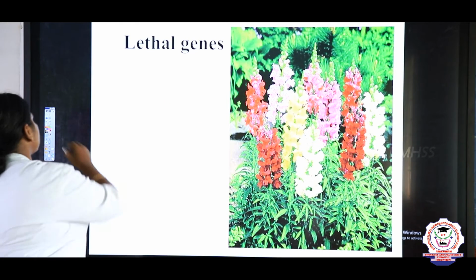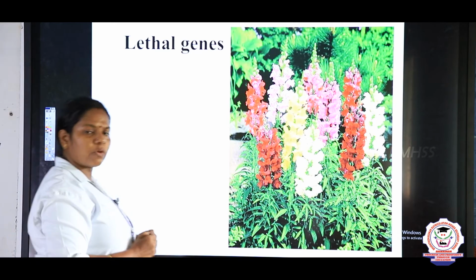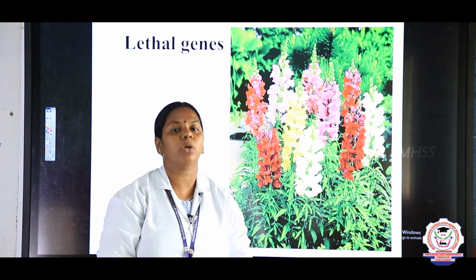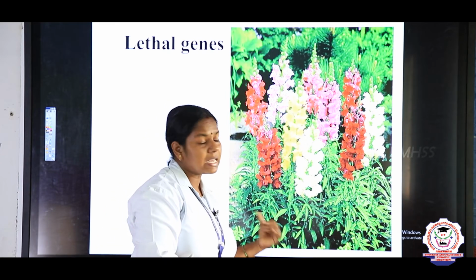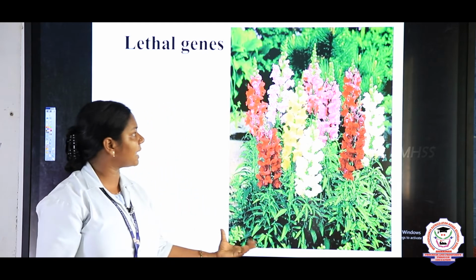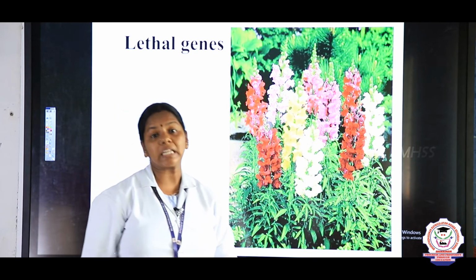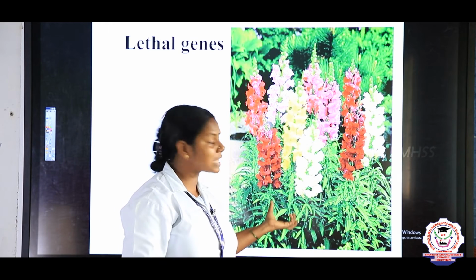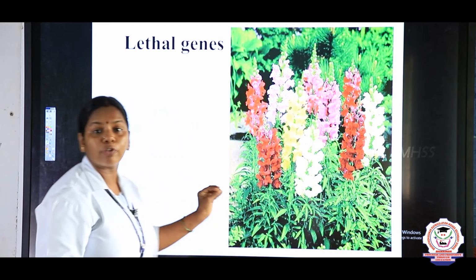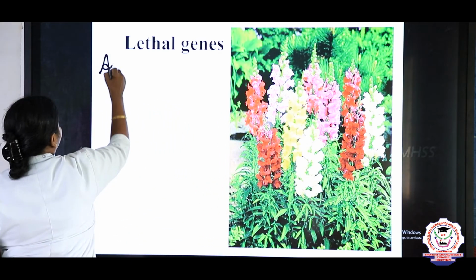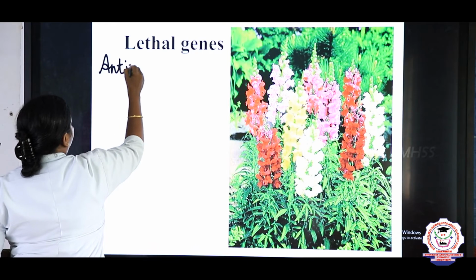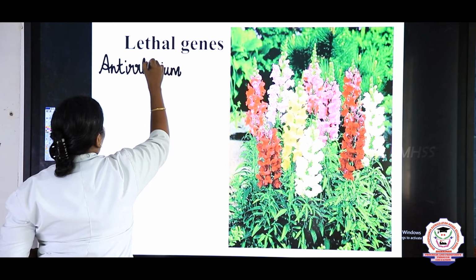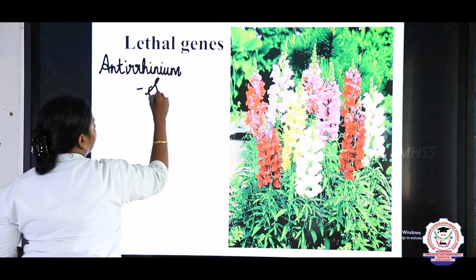And now we are going to see about the lethal genes. What do I mean by lethal? If a gene or an allele is responsible for the death of the organism, we call it a lethal gene. The example for lethal genes is Antirrhinum. In your book they have given this species of Antirrhinum, children. They are used as ornamental flowers, and the common name for Antirrhinum is snapdragon.